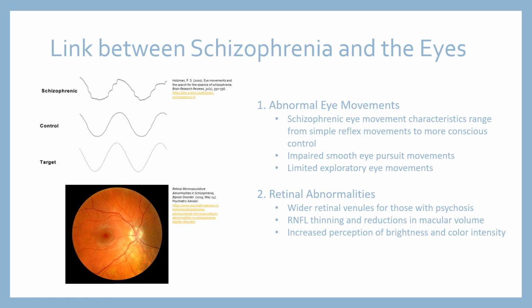We have covered a lot in this presentation, but the main message is to establish a link and inform of this link between schizophrenia and the eyes. In summary, there are two main categories: abnormal eye movements, where there are also impaired smooth pursuits and limited exploratory eye movements. And second, retinopathies, so wider retinal venules, RNFL thinning, and also reduction in macular volume. Lastly, increased perception of brightness and color intensity, which leads to decreased contrast sensitivity.